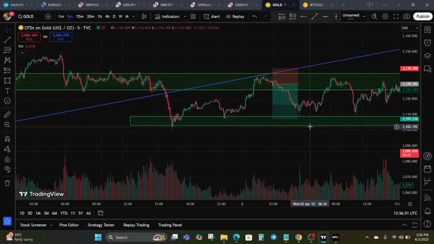So trade with discipline. Now, gold breakout trading requires patience, precision, and a solid strategy. By identifying key levels, using confirmations, and managing risks, traders can take advantage of gold's breakout movements effectively.